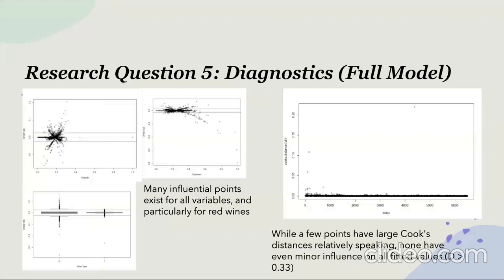And lastly, on the right, we have the Cook's distance plot. We can see a few separate data points have significantly higher Cook's distances than the rest. However, none of these are above the 20th percentile, which corresponds to a Cook's distance of greater than 0.33. So we can conclude that none of these have more than a minor influence on all fitted values.